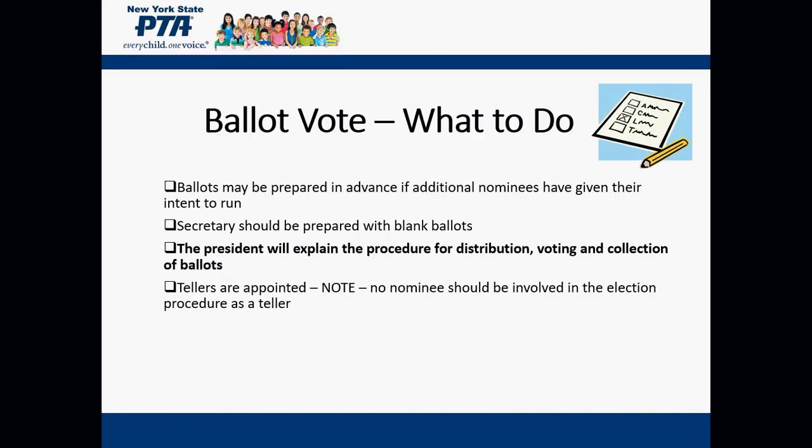So if you have a ballot vote, what do you do? Well, if you know that your bylaws state that you need 2 days prior for intent to run, then you can fill out ballots ahead of time. So you could fill out a ballot for president, Joe or Jane, and have those available for distribution.